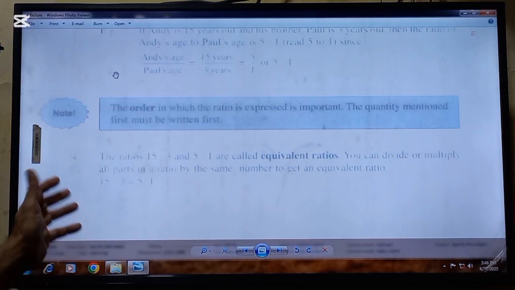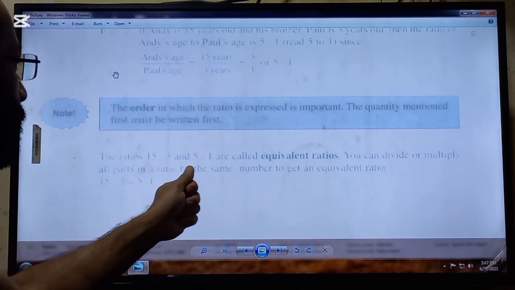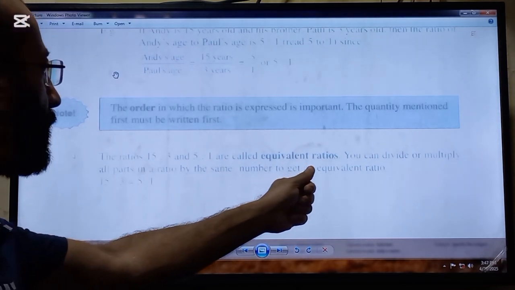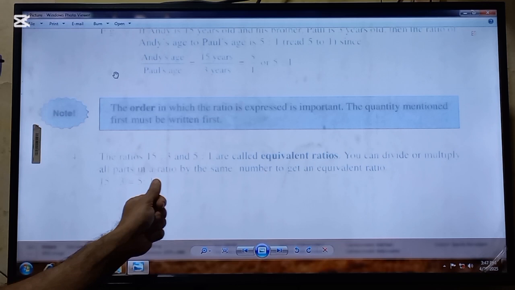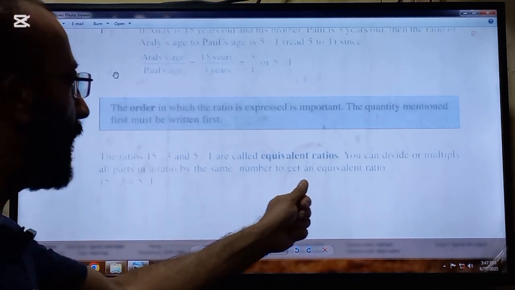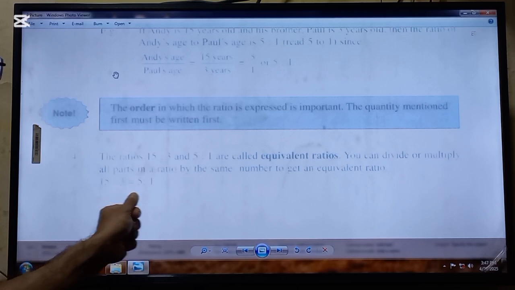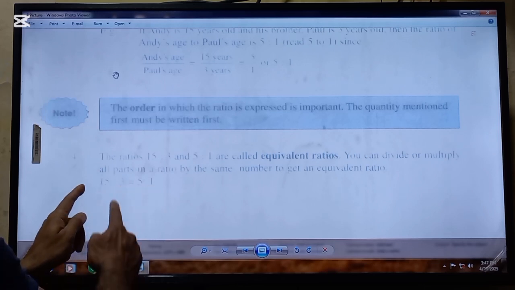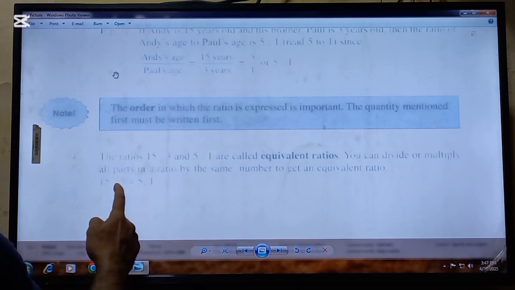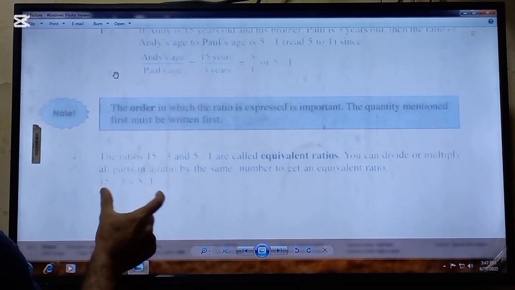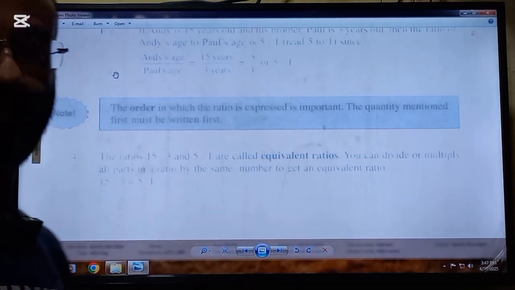Next point to remember, another question: the ratios 15 to 3 and 5 to 1 are called equivalent ratios. We can divide or multiply all parts in a ratio by the same number to get an equivalent ratio. That is, 15 to 3 is the same as 5 to 1 because these two values will be cancelled in the same table. That is 3 5s are 15 and 3 1s are 3. So these two ratios are called equivalent ratios.